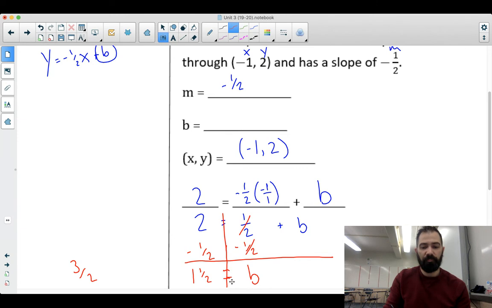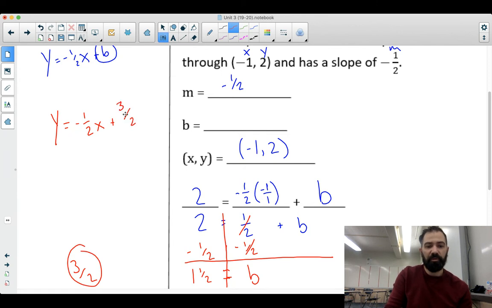So 1.5 equals b. Let's write that out. y equals -1/2 x plus, and I'm going to use this one here, 3/2. If you wrote either one, they're both right. I just like keeping them in fraction form. If I have a fraction here, I'm going to keep it here. I don't want to use this mixed number.